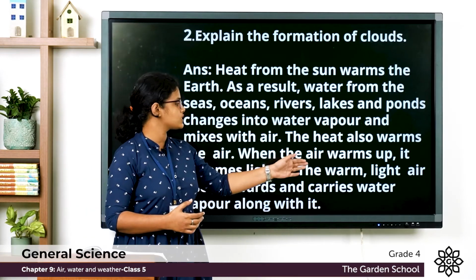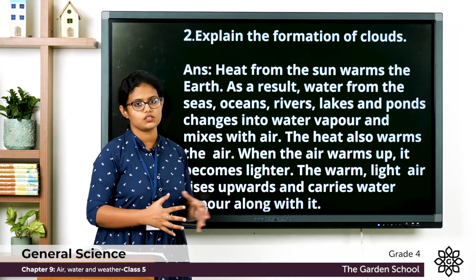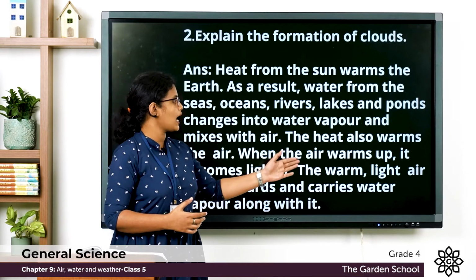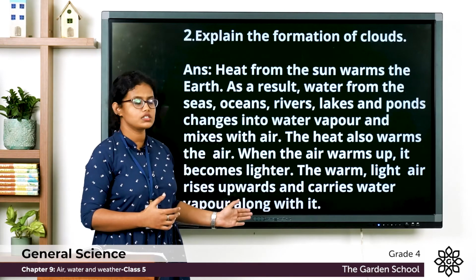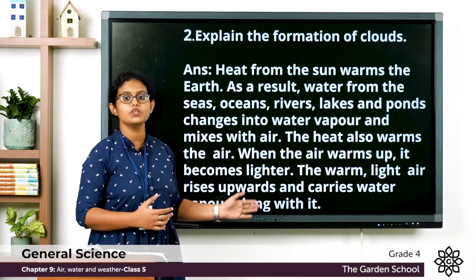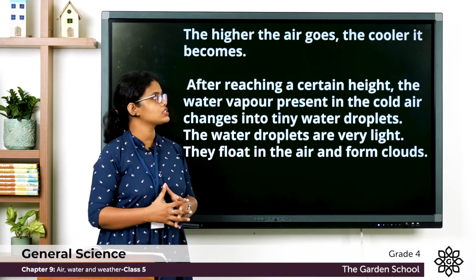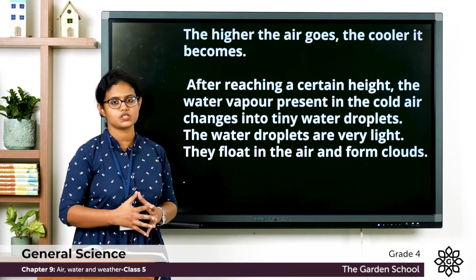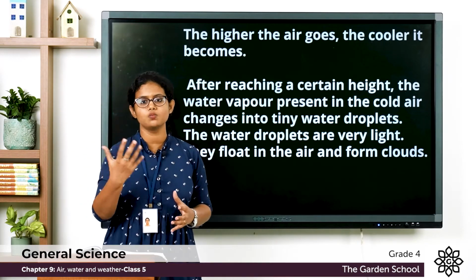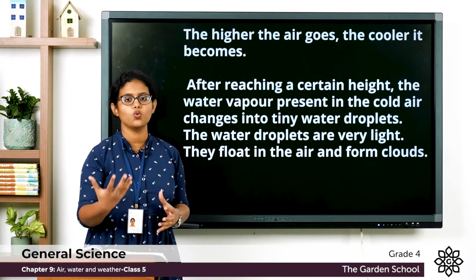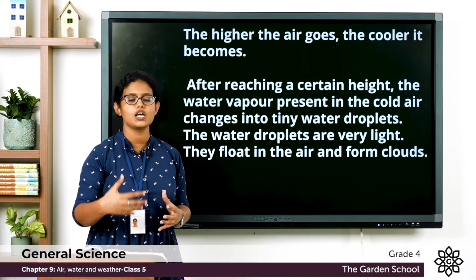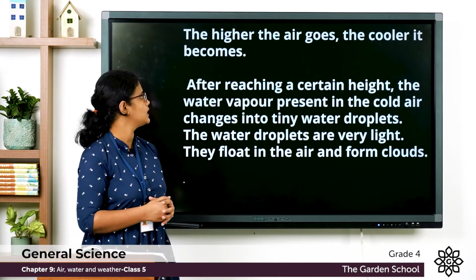When the air warms up, it becomes lighter. The warm, light air rises upwards and carries water vapor along with it. The higher the air goes in the atmosphere, the cooler it becomes.